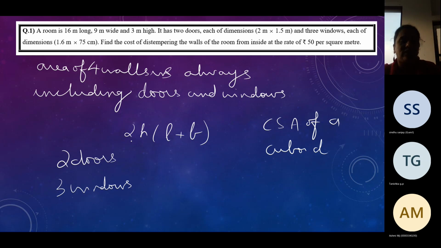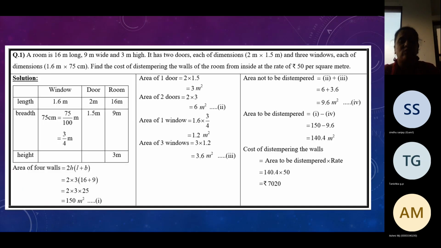Subtract. So this one minus area of 2 doors minus area of 3 windows. That will be the actual area to be painted or distempered. Find that area and multiply by the rate to find the total cost. So you can see it here.